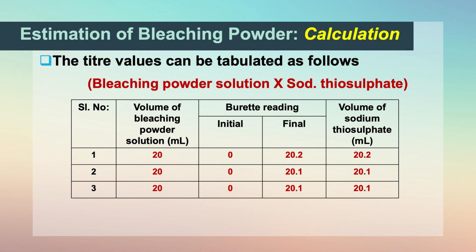Since you are performing the titrations thrice, the volume pipetted out is the same in all three cases, that is equal to 20 ml. The corresponding burette reading which shows the volume of sodium thiosulfate is shown in the last column, and here from the chart it is clear that the concordant value corresponds to the volume of sodium thiosulfate will be equal to 20.1 ml.